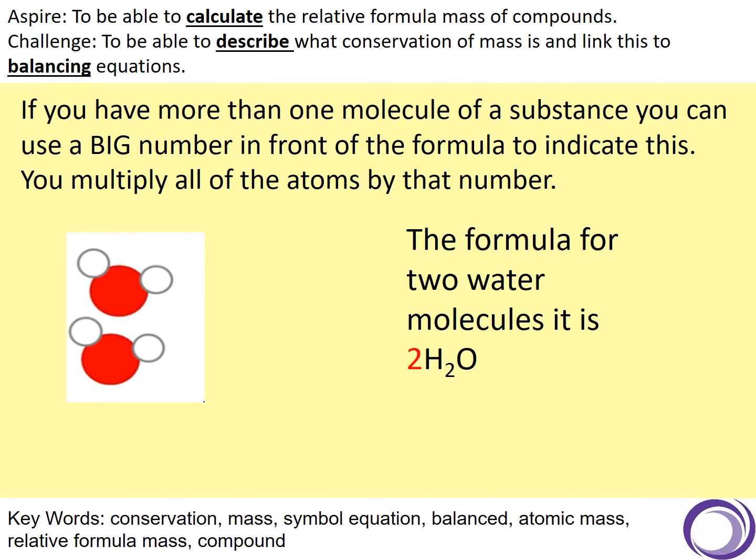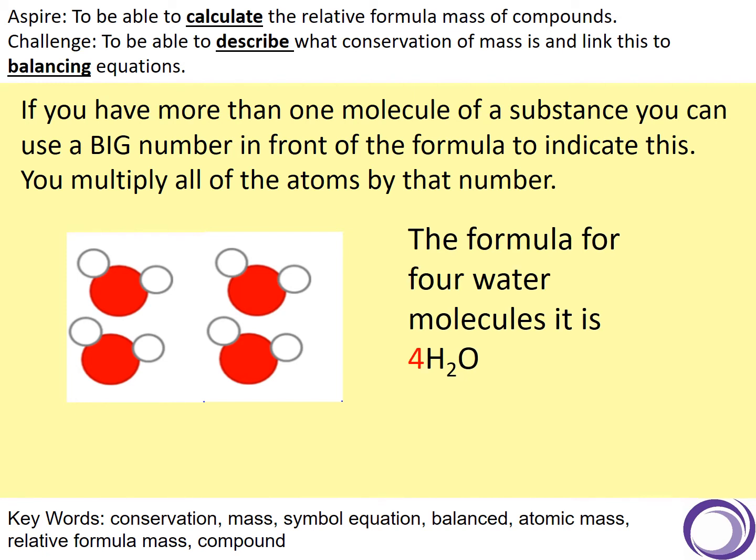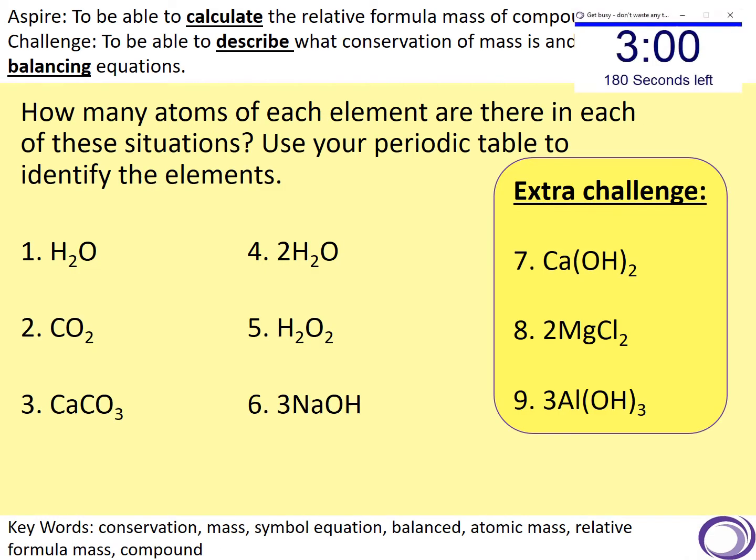And you can see there, if you count them up, we've now got 4 hydrogen atoms. 2 times 2 is 4. And 2 oxygen atoms. 2 times 1 is 2. Hence the formula 2H2O. If I change that into 4 water molecules, then we simply multiply it up by the number of molecules that are there. So in this situation, it would be 4H2O. 4 times 2 is 8 hydrogen atoms. 4 times 1 is 4 oxygen atoms.